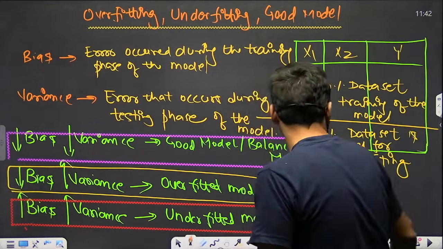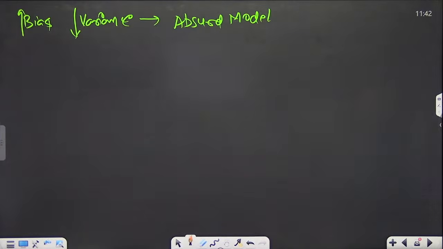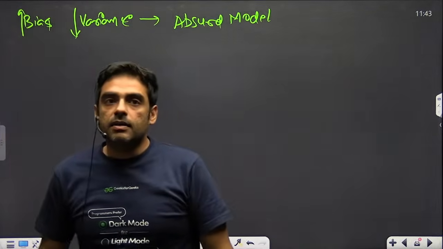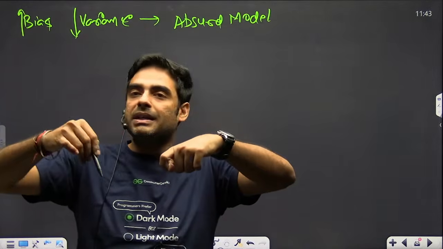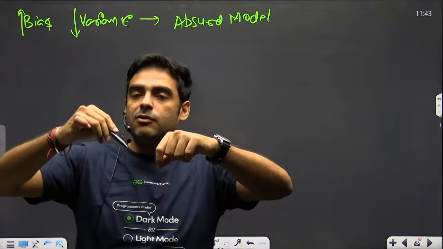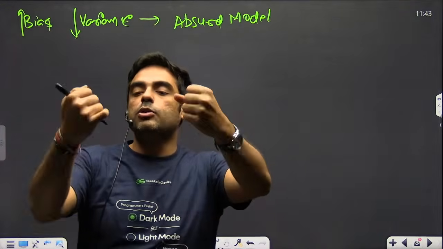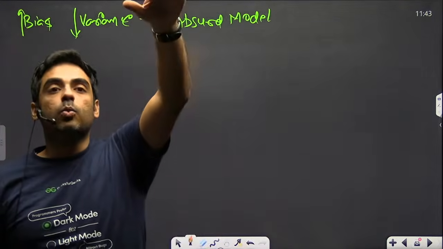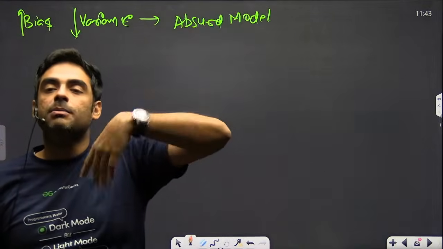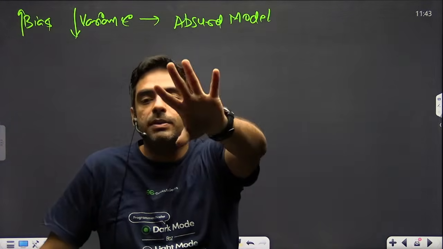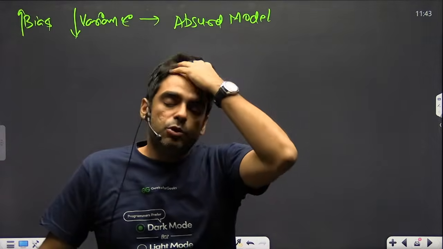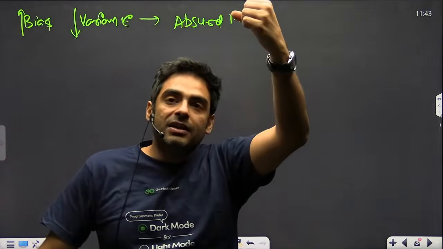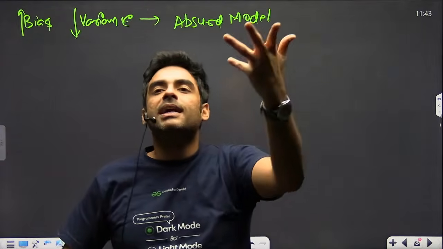Okay, and what is an absurd model? An absurd model is something where, when I was preparing for the GATE exam and solving questions, I was not able to solve any of the questions. But when I sat for the GATE exam, I got AIR 1. Is it possible? You tell me. Bhai, that is just an absurd thing.